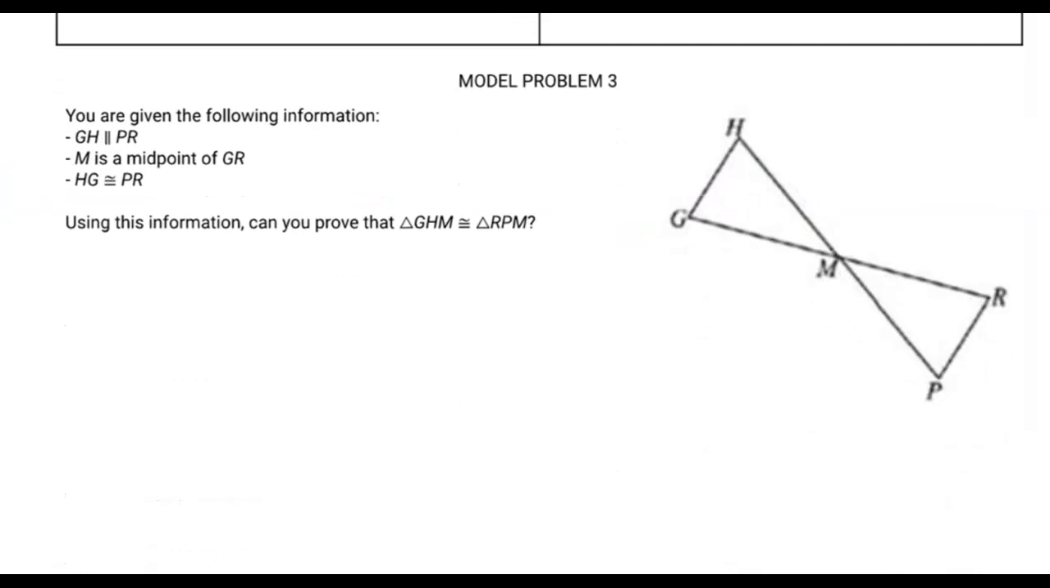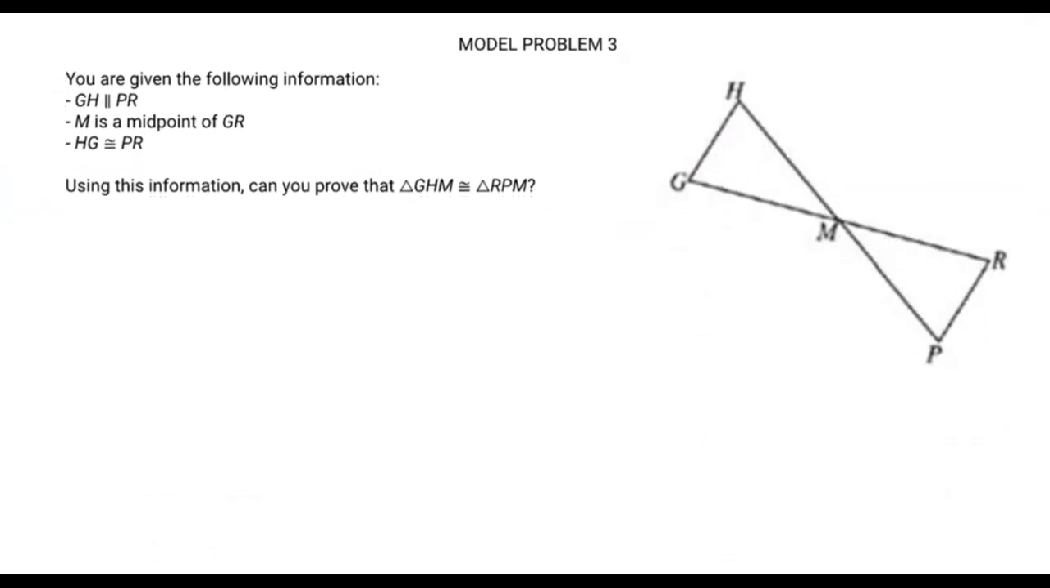All right, moving on to model problem number 3. I know that in the learning target, it did say that we were going to be writing a proof, and this is an example of the type of proof that you would have to write. You're given the following information. GH is parallel to PR, those two lines mean parallel. M is a midpoint of GR, and HG is congruent to PR. Using this information, can you prove that triangle GHM is congruent to triangle RPM?